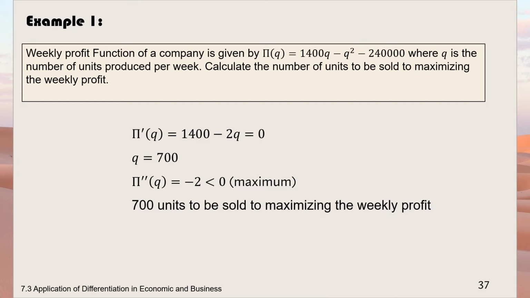So what we need to do, you recall what you learned in chapter 7.2. The first thing, from this profit, we differentiate one time and then we look for the stationary point. So my q is 700. When I know that my q is 700, I differentiate it again. This is called the second derivative test. I differentiate the second time, so I will get -2, and -2 is less than 0, so it's a maximum. So if I produce 700 units to be sold, it maximizes the weekly profit.